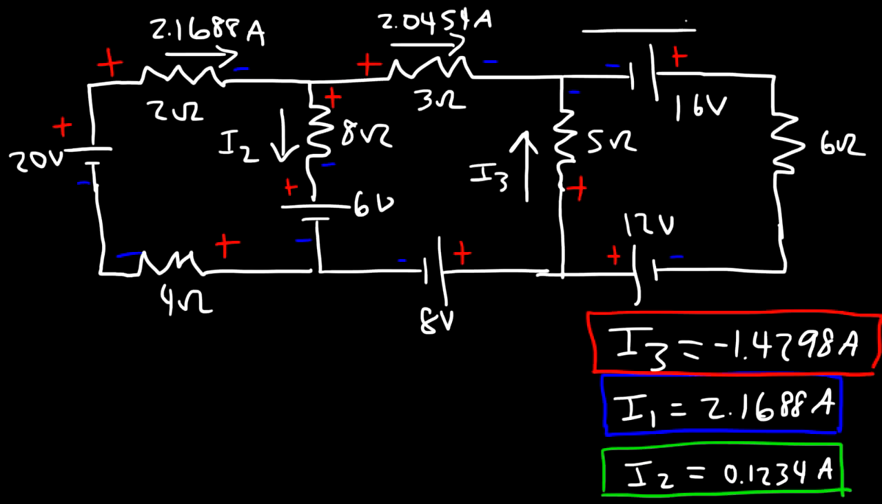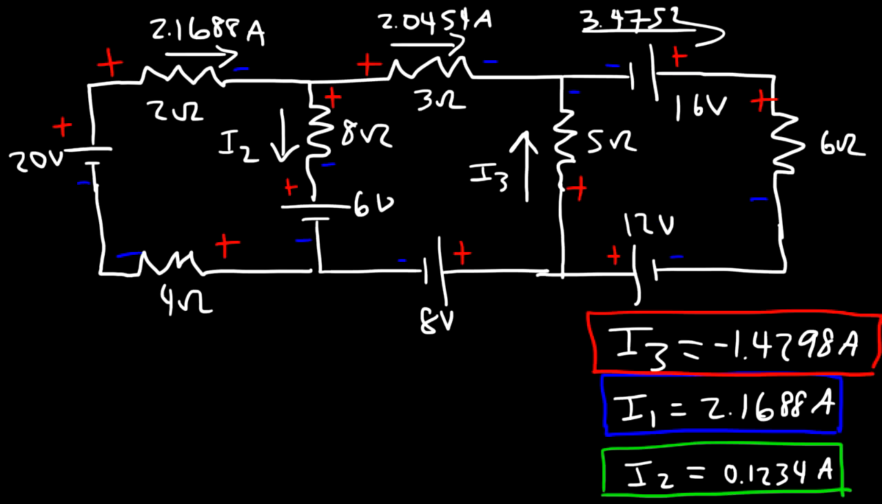Now the current that flows in this direction is I1 minus I2 minus I3. So that's 2.1688 minus I2, which is 0.1234, minus negative 1.4298. So the current that should be flowing in this branch is 3.4752. Now it's flowing through this resistor. So this is the positive side of this resistor, and this is the negative side.